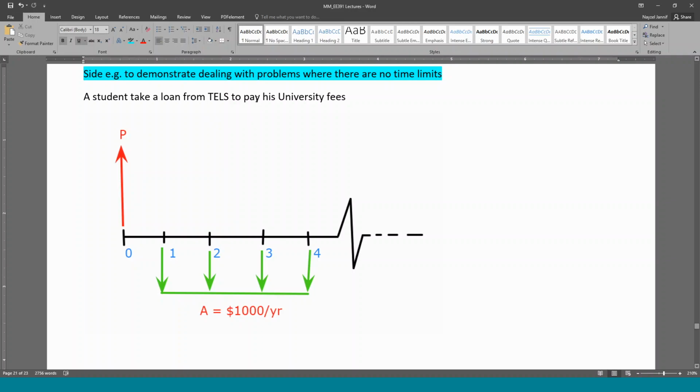Actually, this is not a good example. I wouldn't say university fees. I would say a student pays maintenance. Let's just assume this. Because in this particular scenario, the thing continues till infinity. Now, what is the p-value, guys? What is the p-value? So how do we handle this?